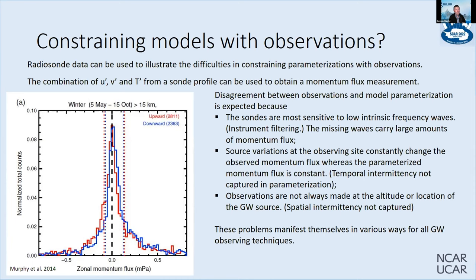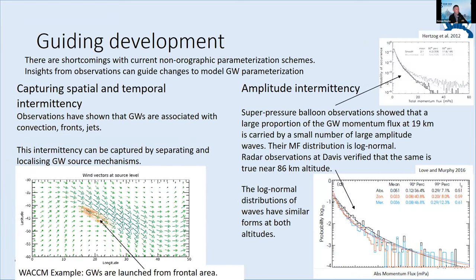The missing waves carry large amounts of momentum flux. There are also source variations at the observing site that constantly change the observed momentum flux, whereas the parameterized momentum flux is constant. So there's a temporal intermittency that's not captured in the parameterization. And finally, observations are not always made at the altitude or the location of the gravity wave source. So there's a spatial intermittency that's not captured in parameterizations. These problems manifest themselves in various ways for all observing techniques. So it shows that this is quite a difficult thing to do.